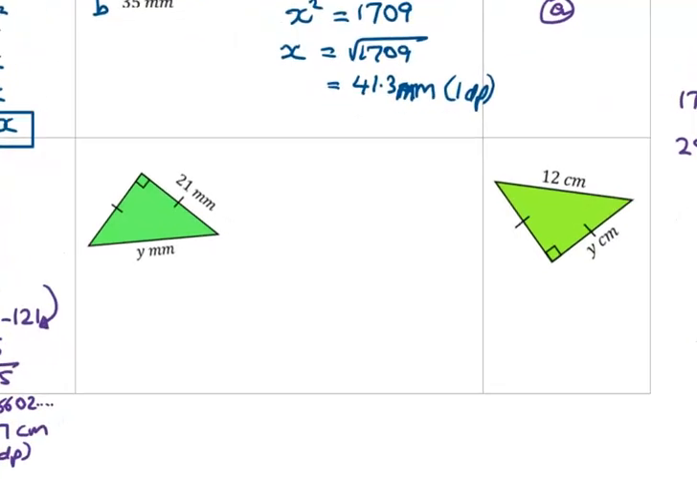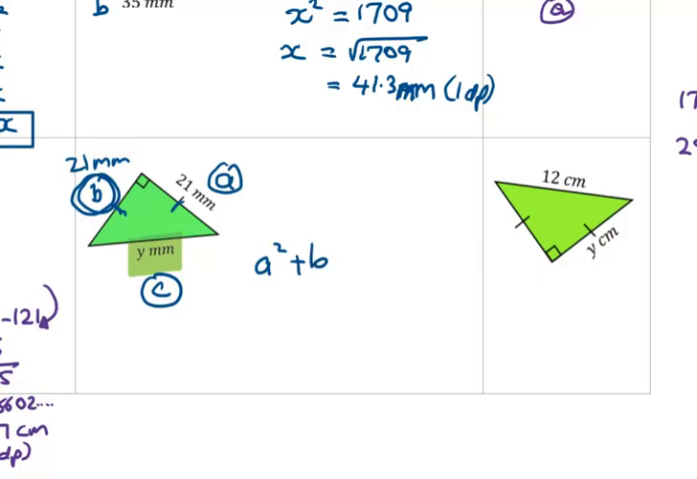So in this next one, you can see that we've got a right angle triangle, and you can see that this side here is going to be the hypotenuse, which is C, and this side is one of the short ones, so that's A. This side here, which is B, we know that's 21 millimeters because we know we've got an isosceles triangle. So we can just write 21 on there. And now we've got A squared plus B squared is C squared. So I have 21 squared plus 21 squared is equal to Y squared.